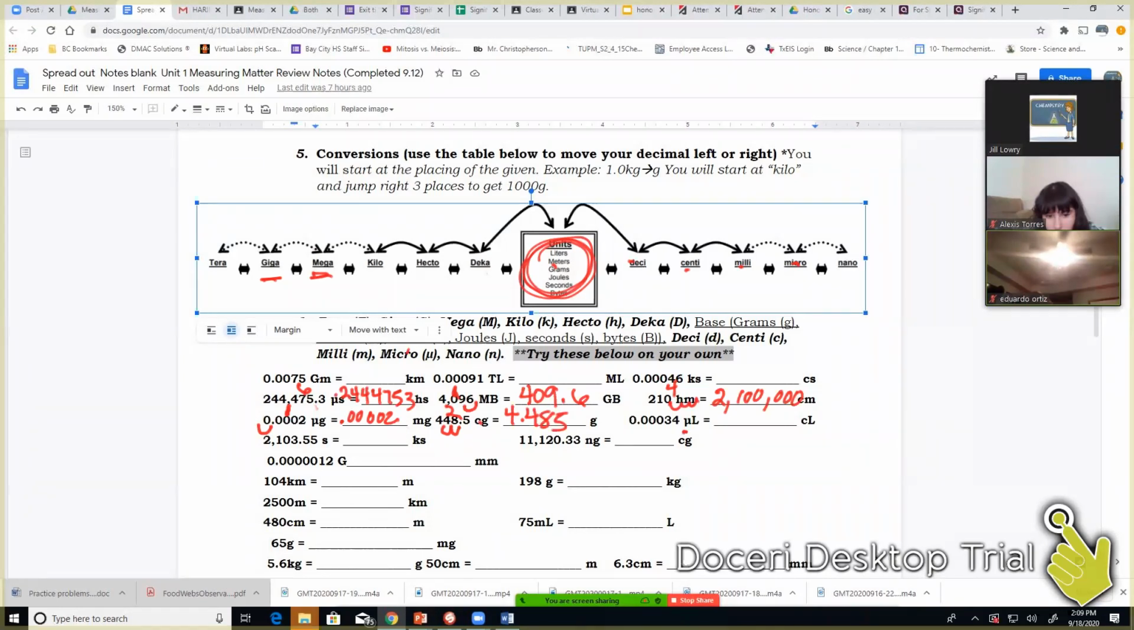And then my last one, microliters to centiliters. So how many was that? Just 2. And just back my decimal up 2 places, just like we jumped. So I would have 0.0000034 centiliters. So that takes a little bit of practice. So try those at home this weekend, and then we can check them on Monday.